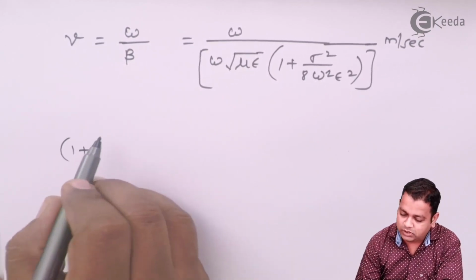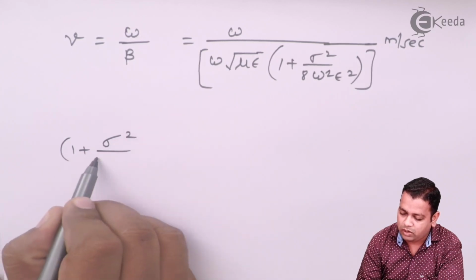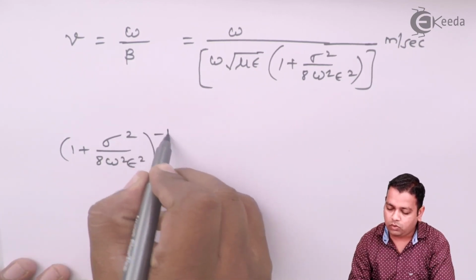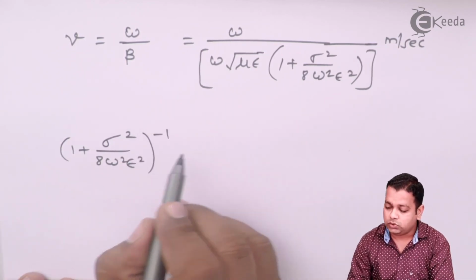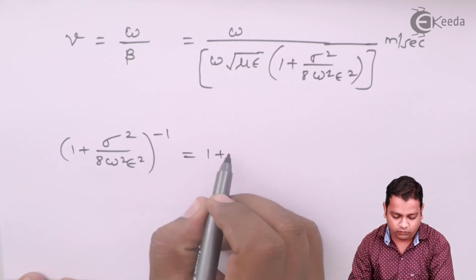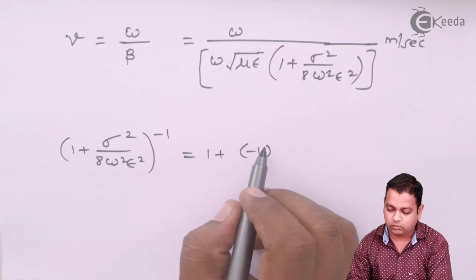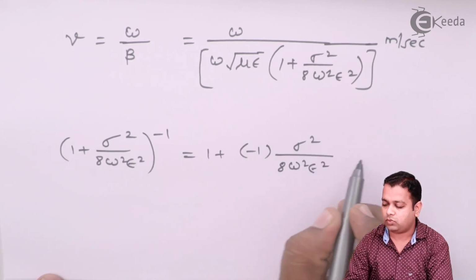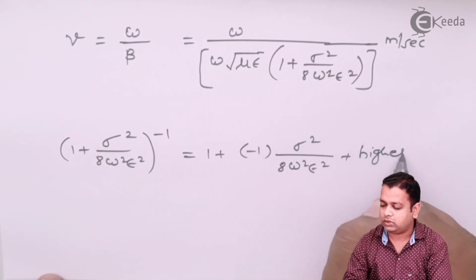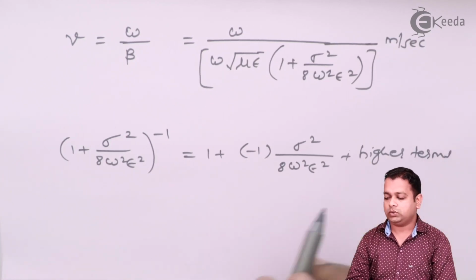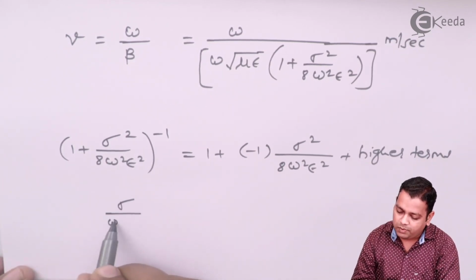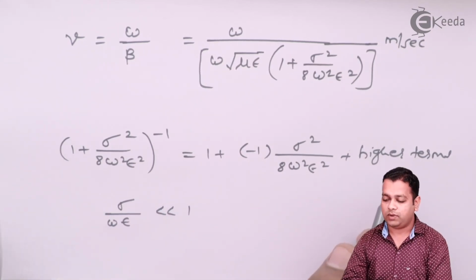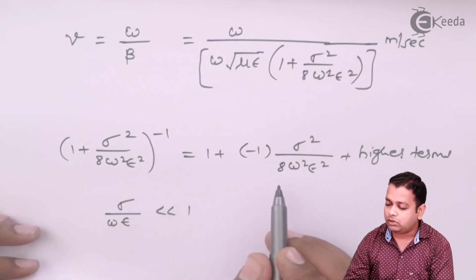So it will be 1 plus sigma square divided by 8 omega square epsilon square, and I write the power of this particular bracket equal to minus 1. So using the binomial expansion we have the first term 1, the second term will be minus 1 in multiplication with sigma square upon 8 times omega square epsilon square, plus the higher order terms. So here also as we have sigma upon omega epsilon very less than 1, the higher order terms are reflecting very less magnitudes, hence neglecting all the higher order terms.